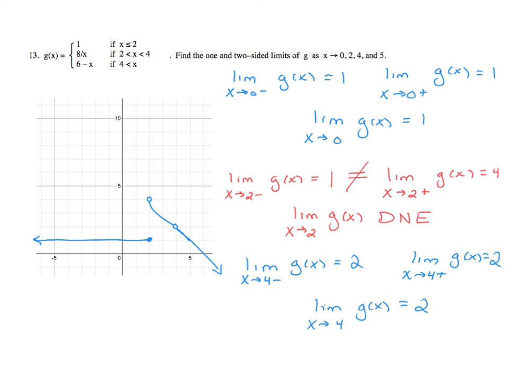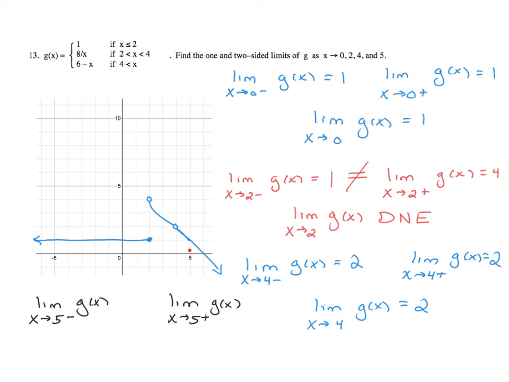All right, we got one more here. That is the limit as x approaches 5. And again, we'll consider it from the left, and we will consider it from the right. Are these going to be the same? Are they going to be different? What's going on here?